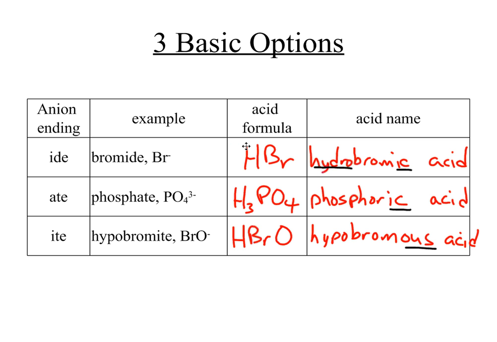Okay, so again, fairly straightforward. Ide endings go to hydro-ic acids, ate ending anions go to ic acids, and ite ending anions go to ous acids. Again, probably just a matter of practicing a few of these until we get it down.